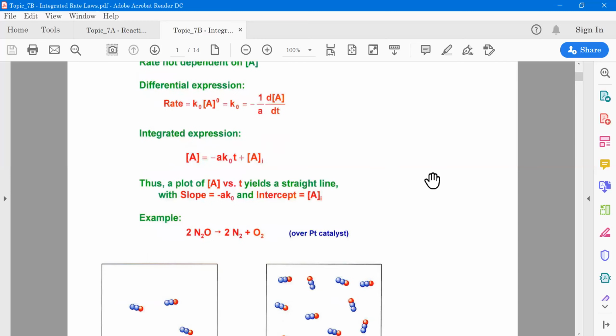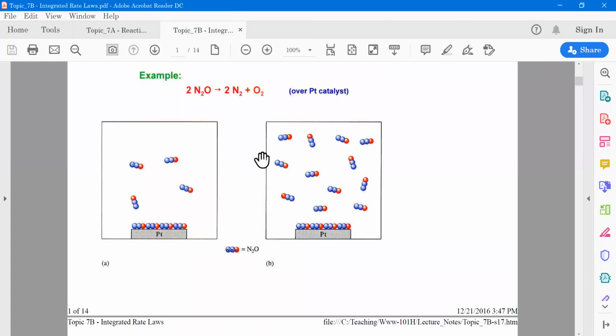So what we're going to do in all three of these cases, for zero, first, and second order reactions, is we're going to come up with some simple arithmetic plot that can be made to demonstrate conformity to that type of kinetics, zero, first, or second order. In this case, if you look at this integrated expression now, we could plot simply the concentration of A versus time, and it should yield a straight line with a slope of minus k0 and an intercept of the initial concentration of A. So here's an example of a zero order reaction.